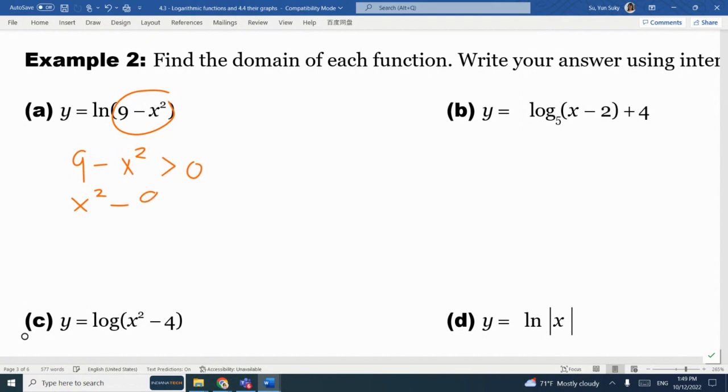Then I have x squared minus 9. What happened to the inequality sign? Flips. So we have x squared minus 9 is less than 0. Some students move the 9 to the other side and then take square roots, so we have x less than plus or minus 3. We cannot do that. This method only works for equations. For inequality, we cannot do that.